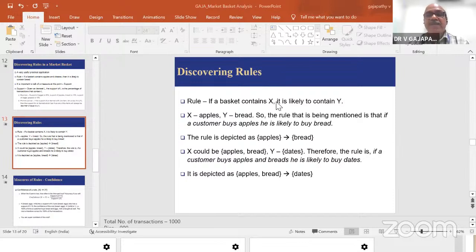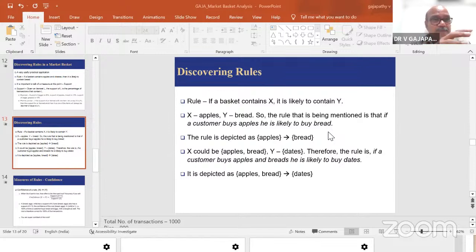See, rule: if your basket contains X, it is likely to contain Y. So the rule that is being mentioned is that if your customer buys apples, he is likely to buy bread. Then we are seeing what is the probability of buying it. That is the support. And what confidence says is, say, for example, I'm buying one particular product within that purchase. That is the confidence.